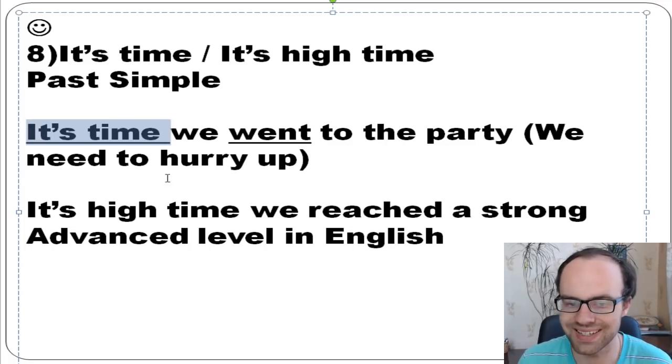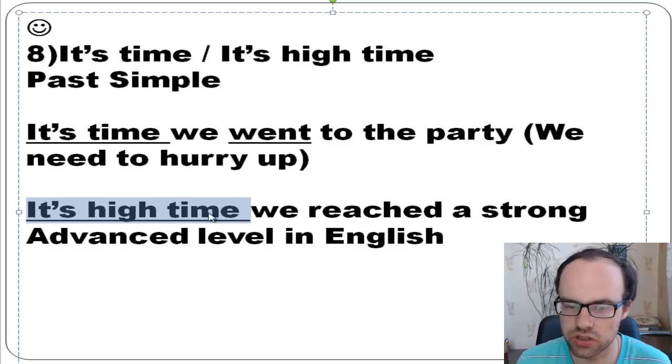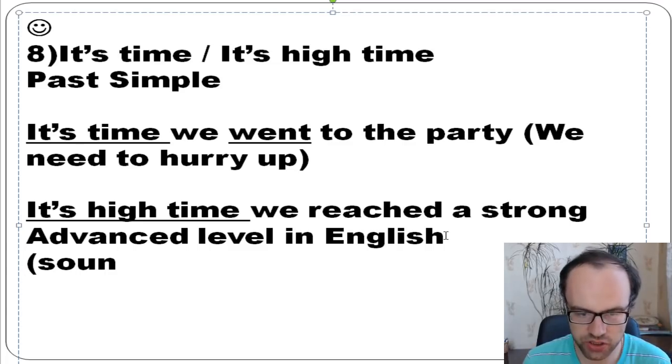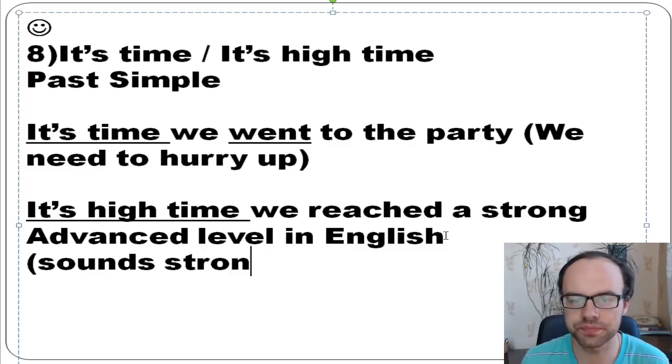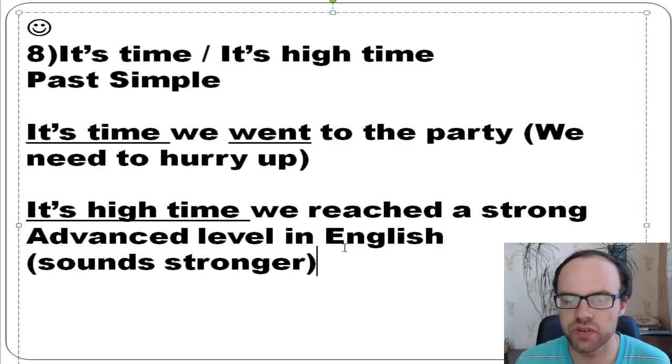Or you can also use it's high time. It's high time. You know, it sounds stronger. Okay. So it's high time we reach a strong advanced level in English. So it's high time, and then you use past simple. It's high time we reached a strong advanced level in English. This structure sounds stronger, and it's very good.